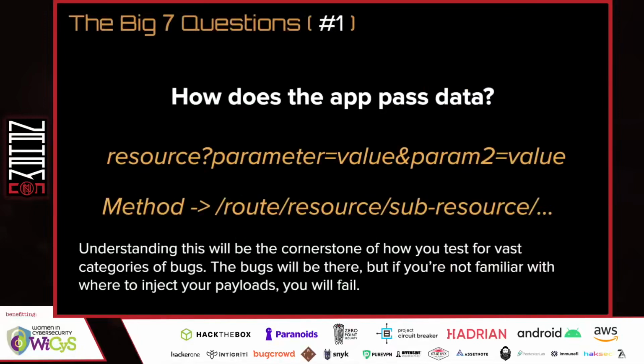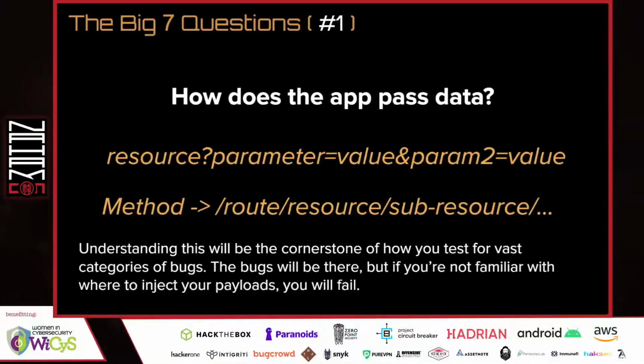Anyway, how does the app pass data? This is really important that you understand, especially as a new tester. It seems like such a simple thing, but it's really important. Are they using a resource parameter and value structure, which was very common and prominent in the last 10 years or so? Or are they using a REST method that's more similar to method, route, resource, sub-resource? That's how they're passing data through the application.